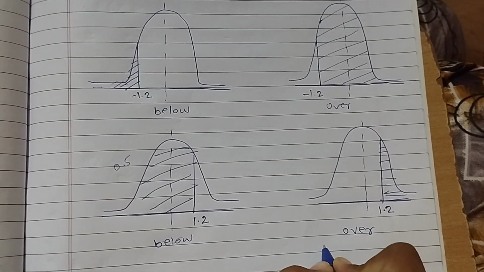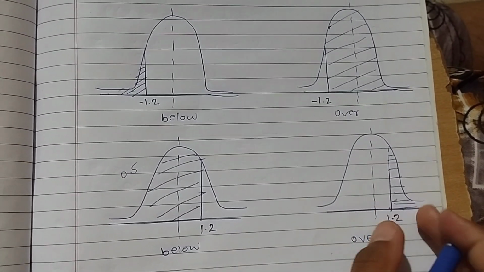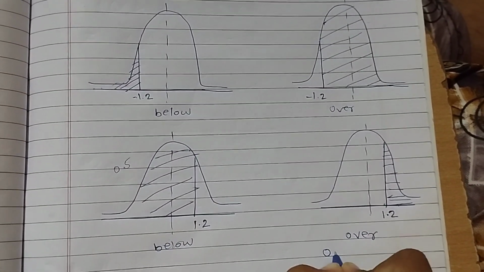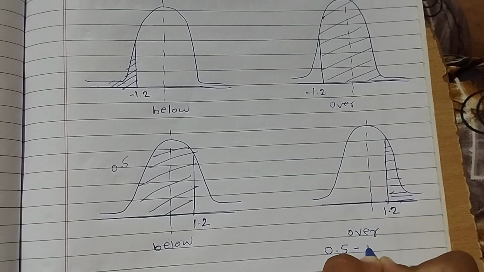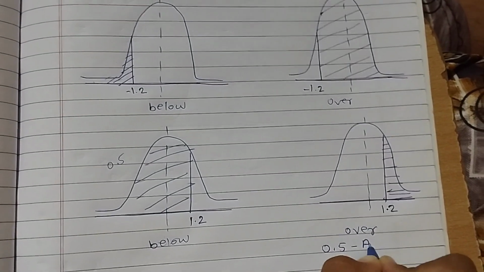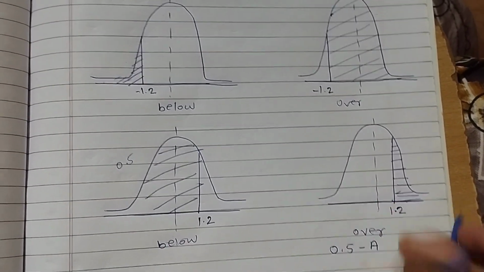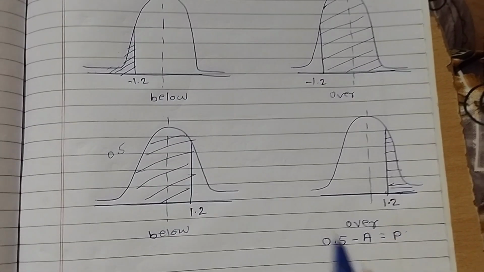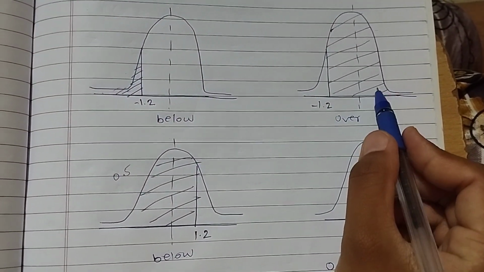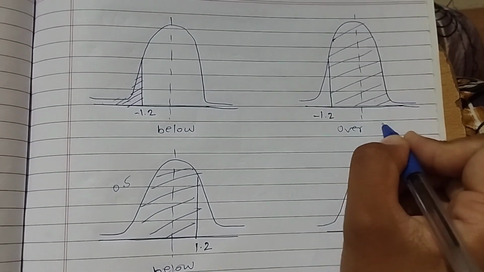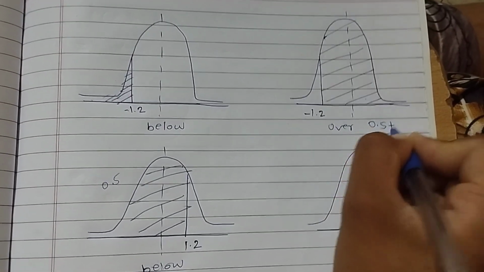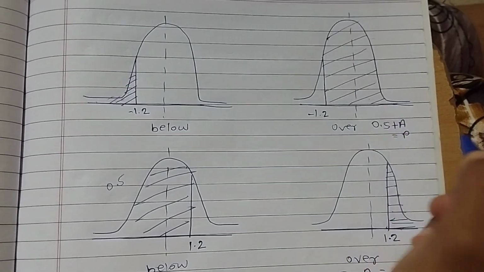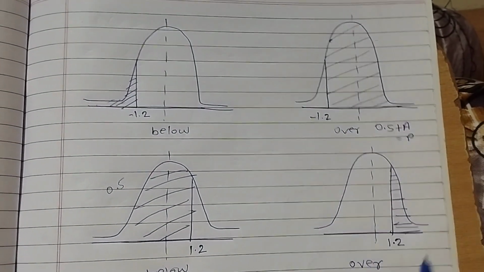We can write here. If we want to find out this portion, we subtract 0.5 minus a. Let's suppose this portion is a, then we get the remaining portion which is our probability. If we find out the area of this, then what do we do? 0.5 plus a, let's suppose this portion is a, so we get the remaining, our probability.